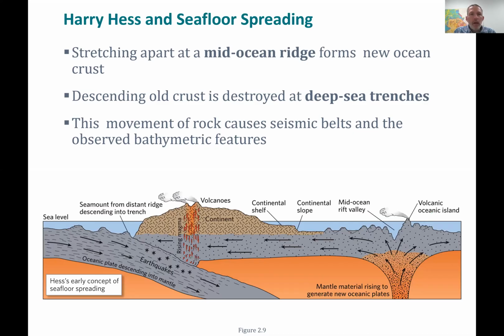So as Harry Hess shortly after World War II was able to identify, we have a mid-ocean ridge, and at that ridge, new crust is being formed in this area. And that crust is going to be moving further and further away from the ridge. Where we have old crust, what's going to happen is that old crust is cooler and more dense. And as a result, that old crust is going to get subducted.